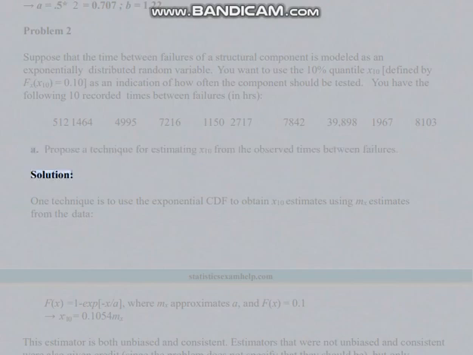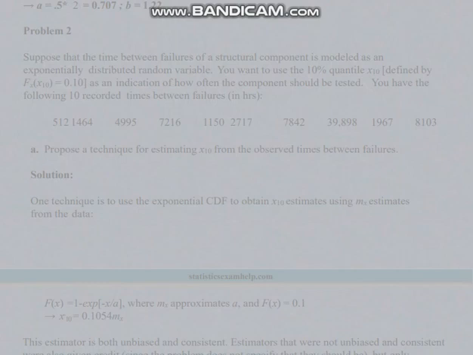Solution. One technique is to use the exponential CDF to obtain x10 estimates using mx estimated from the data. F x equals 1 minus exp of negative x over a, where mx approximates a, and F x equals 0.1, so x10 equals 0.1054 mx. This estimator is both unbiased and consistent. Estimators that were not unbiased and consistent were also given credit, since the problem does not specify that they should be, but only estimators that actually estimate x10 legitimately were given full credit.